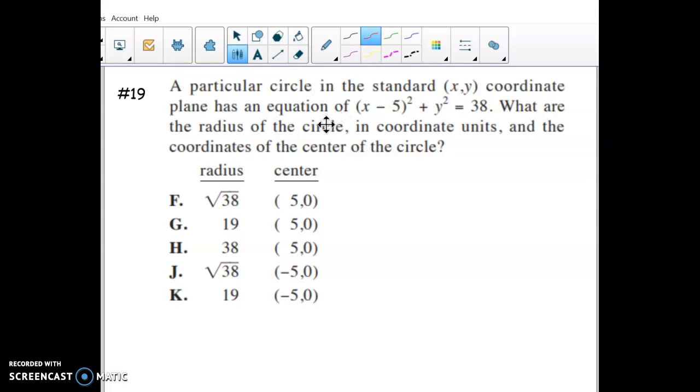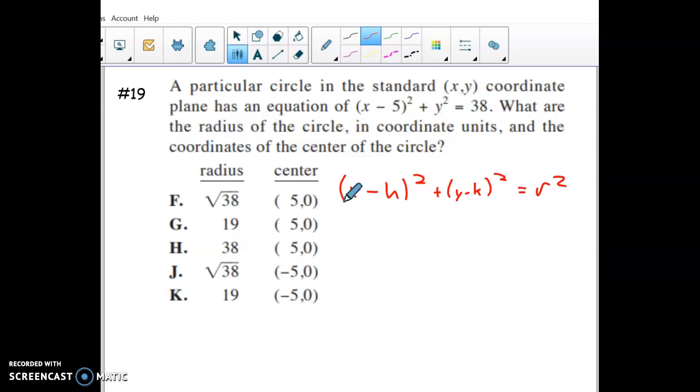Okay, number 19 is circle equations. And so here's the equation for the circle. And the formula for that, remember, is (x minus h) squared plus (y minus k) squared equals radius squared.